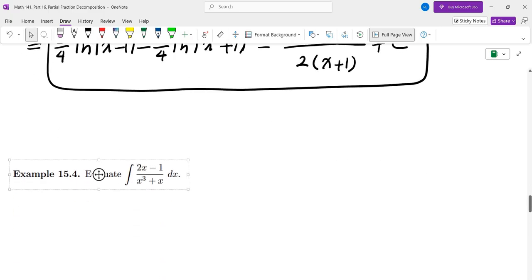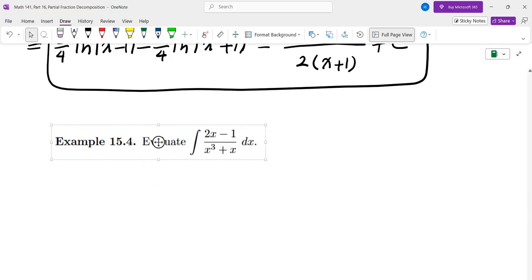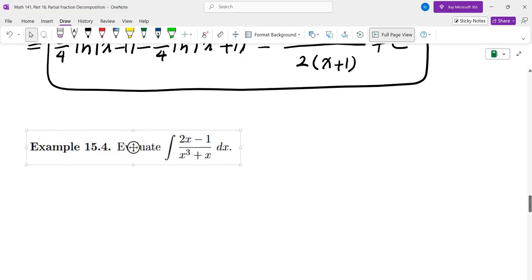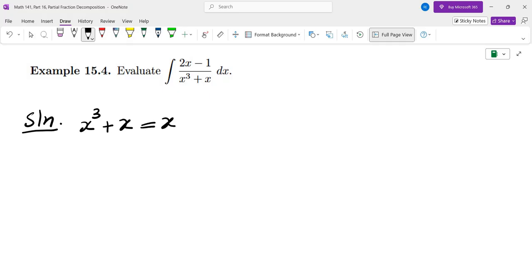Next example. If we look at the next example, again, we don't need to do any long division because the numerator has a smaller degree compared to the denominator. So we'll have to factor the denominator. So we have x cubed plus x. We can factor it as x times x squared plus 1. This is the best we can do when we factor this one because x squared plus 1 cannot be factored into linear factors because its roots are not real.